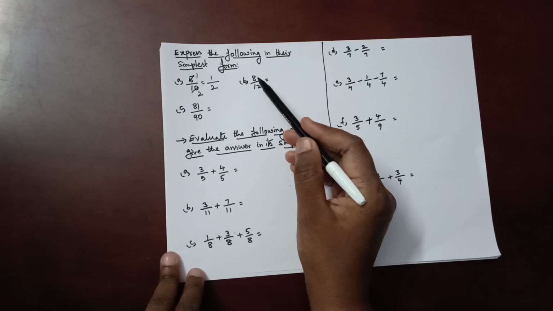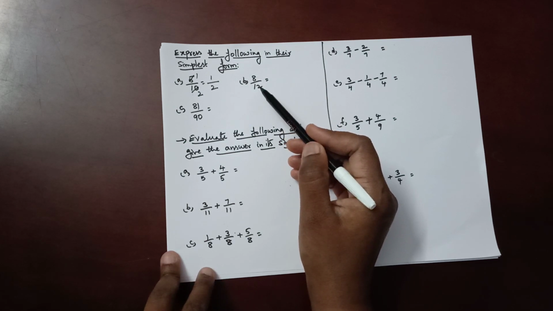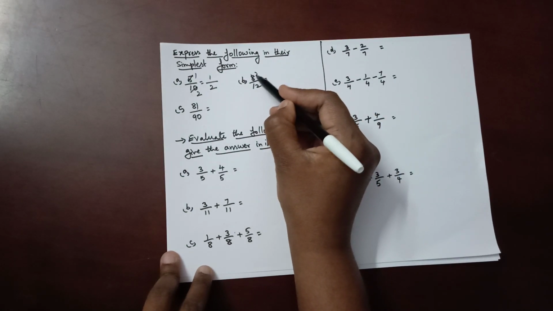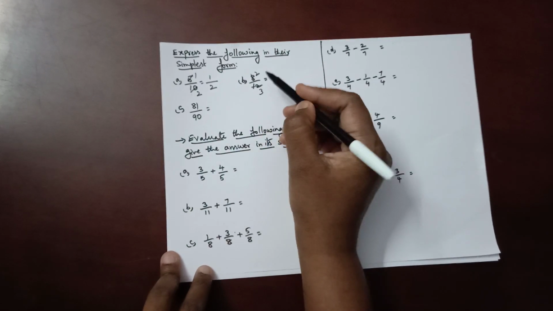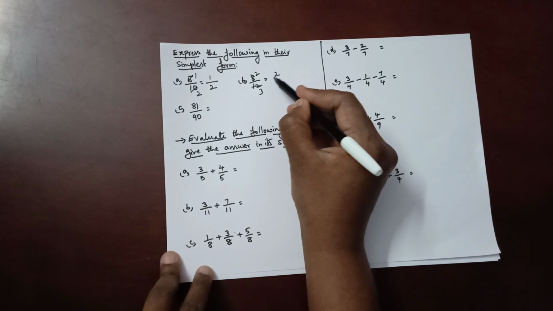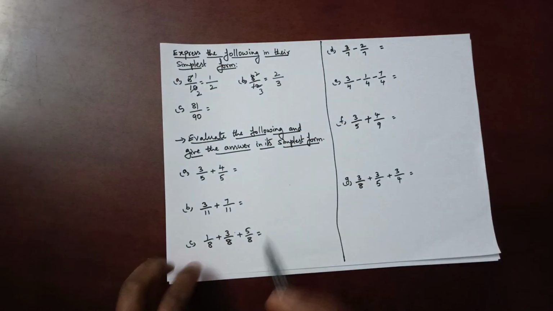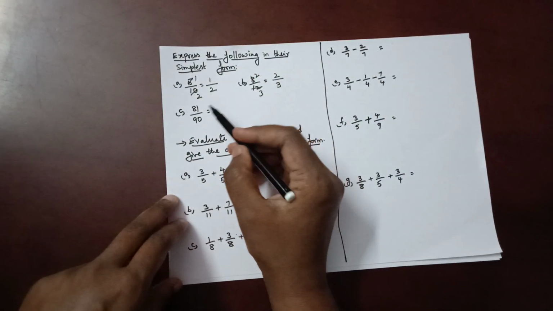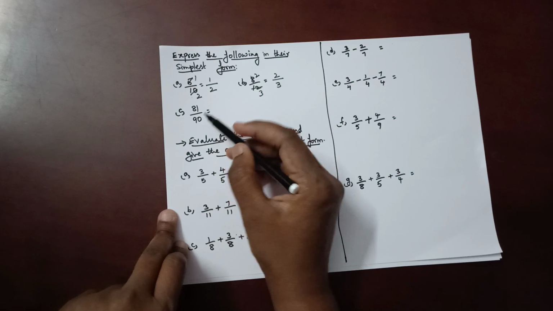Here the fraction is 8 by 12. 8 and 12 both are multiples of 4. So 4 twos are 8, 4 threes are 12. With 4, I am cancelling. Here the simplest fraction is 2 by 3. And the next fraction is 81 by 90.